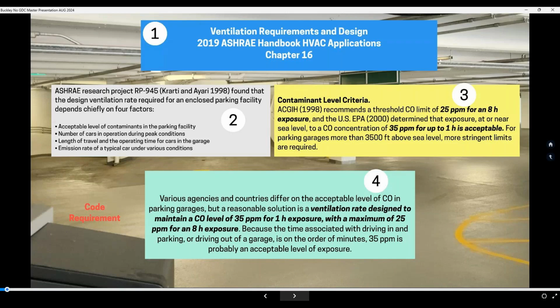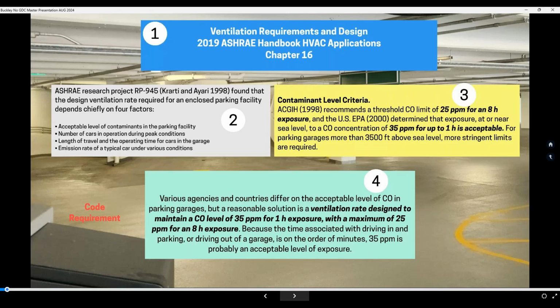And those factors are the acceptable level of contaminants in a parking facility, the number of cars in operation during peak conditions, the length and time of travel and distance within the garage itself, which is also very reliant on the geometry of the garage, and then the emission rate of a typical car under varying conditions, such as a hot start vehicle, warm start vehicle versus a cold start vehicle.